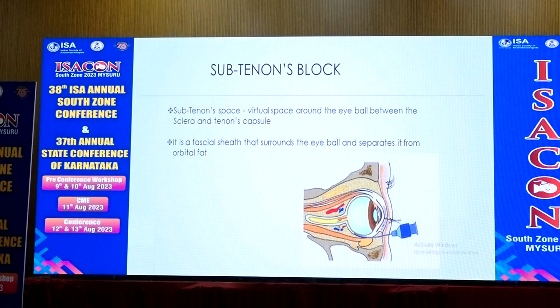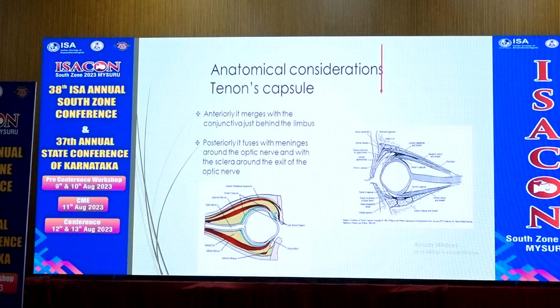Subtenon's block is of late gaining popularity all over abroad and also in India. What are the advantages? First of all, before going to the subtenon's block, a brief anatomy we can look into. The subtenon space is nothing but a virtual space that surrounds the eyeball between the sclera and the tenon's capsule. Now, this tenon's capsule is a fascial sheath that surrounds the eyeball, and anteriorly you can see here it merges with the conjunctiva just behind the limbus, whereas posteriorly it fuses with the meninges around the optic nerve. This is a virtual space.